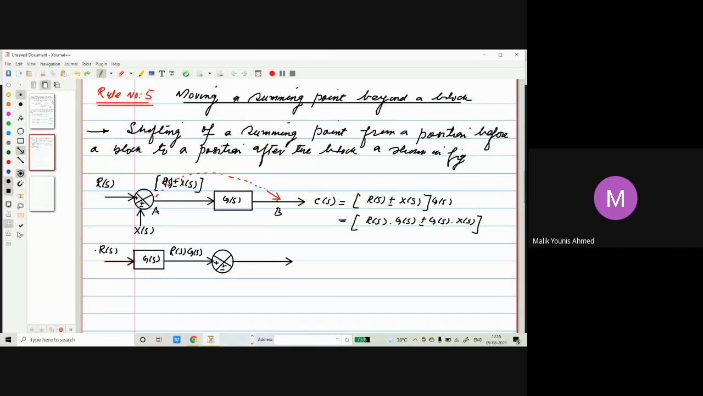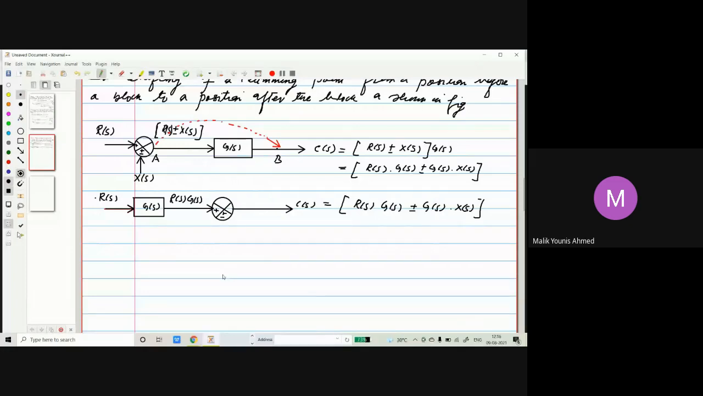This output is not going to change. This output is going to remain C of S. And that value of C of S we already know is R of S, G of S plus G of S into X of S. That we know. But how are we going to get this signal? This is very important. Because now R of S, G of S is input. What should be the other signal? That we have to see how we can get it. G of S, X of S, we should get here.